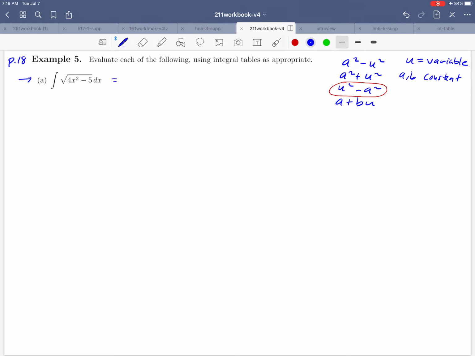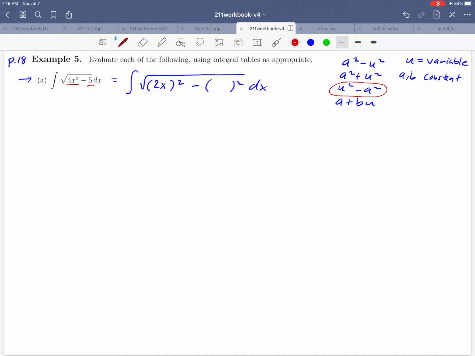So start by asking yourself, how could we rewrite this expression so that it fits u squared minus a squared? We're kind of trying to fill in the blanks here. Can you think of something that when we square it would give us 4x squared? If you think about it for a minute, you might come up with 2x. If we take 2x and square that whole thing, we're going to get 4x squared. So that's the magic thing that we need in the parentheses.